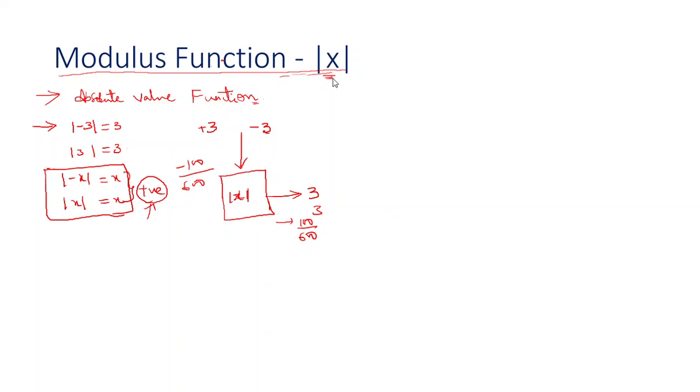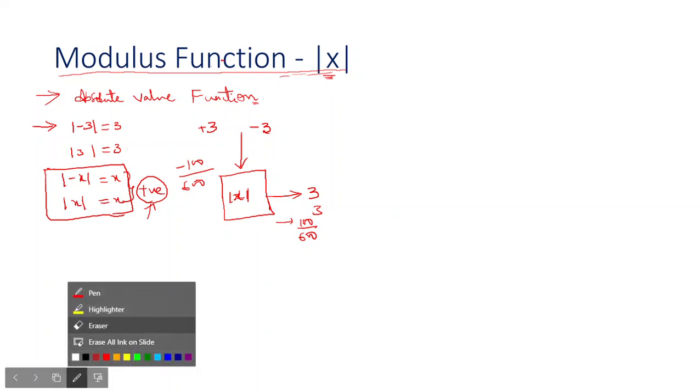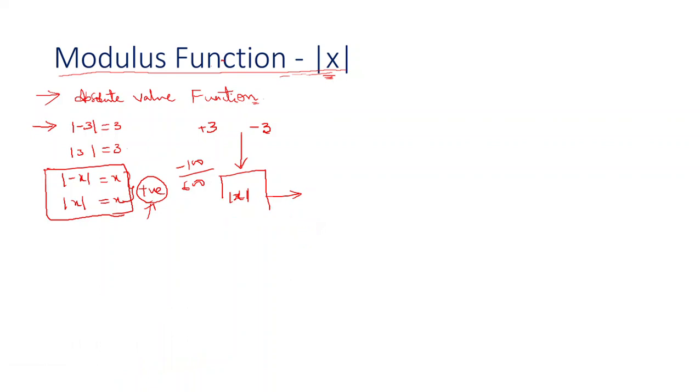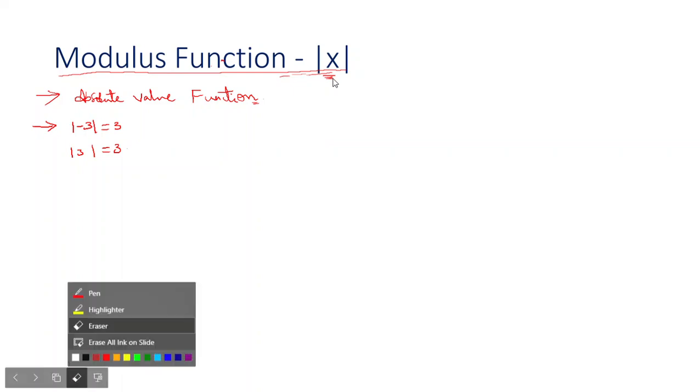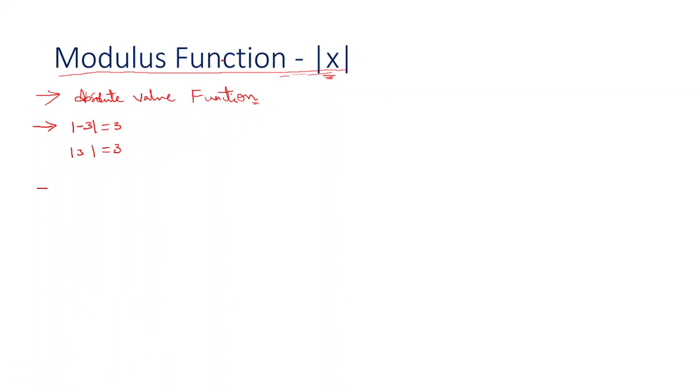It always gives us positive values. So this modulus function can also be considered as distance with respect to origin. For example, if we say mod x is equal to 1, then this means that the distance covered is equal to 1 with respect to origin.